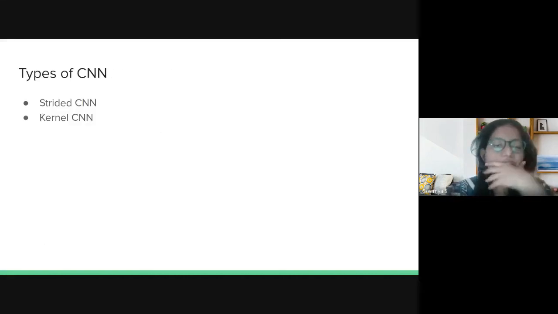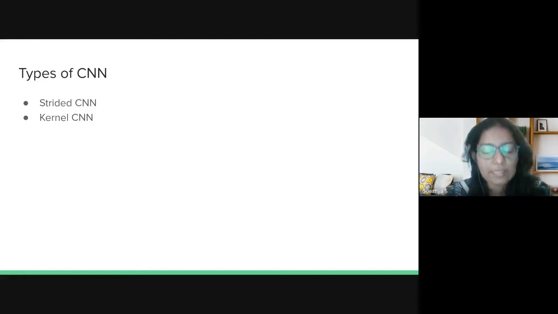Just before we finish, I'd like to talk about two types of CNN. We saw strided CNN, where we took a simple dot product. In kernel CNN, you use the same filter, but we multiply it with a kernel function. You might have studied SVMs in your machine learning course, where in kernels we change the dimension or the space in which you are operating, because things become much easier to classify in a higher dimension.